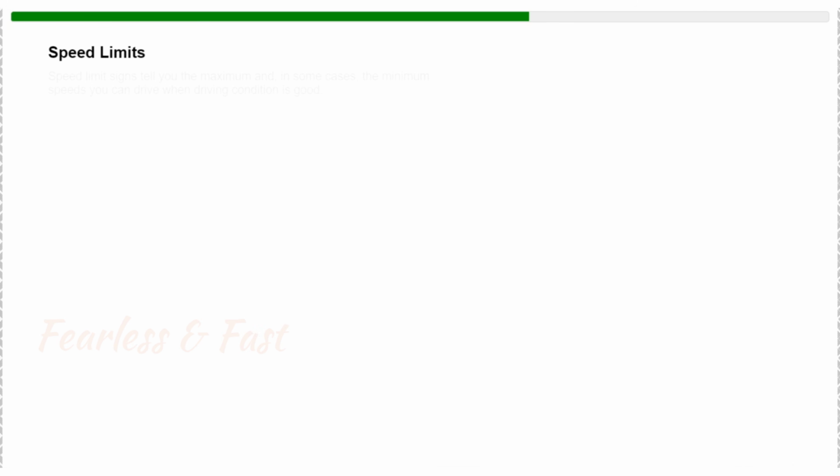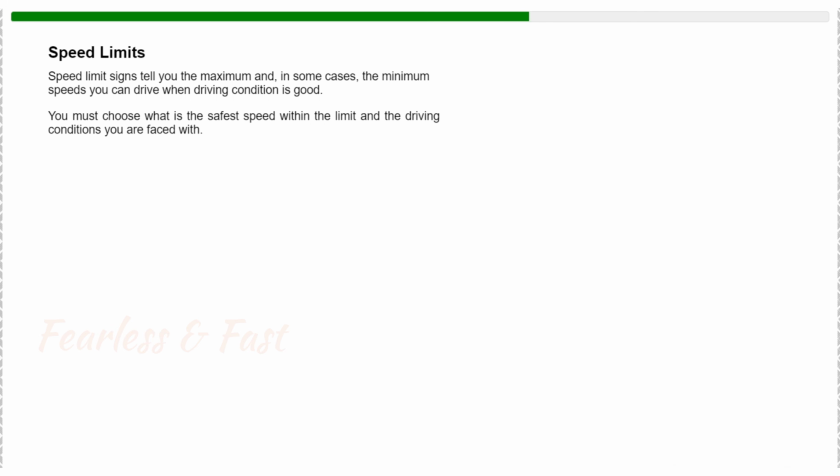Speed limits. Speed limit signs tell you the maximum and, in some cases, the minimum speeds you can drive when driving conditions are good. You must choose the safest speed within the limit and the driving conditions you are faced with. Current Dubai rules for speed limits are as follows, unless you see a sign that tells you otherwise.